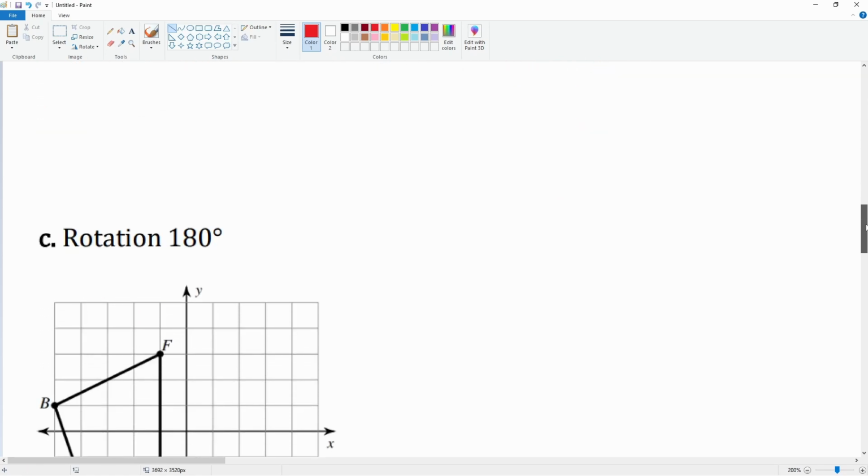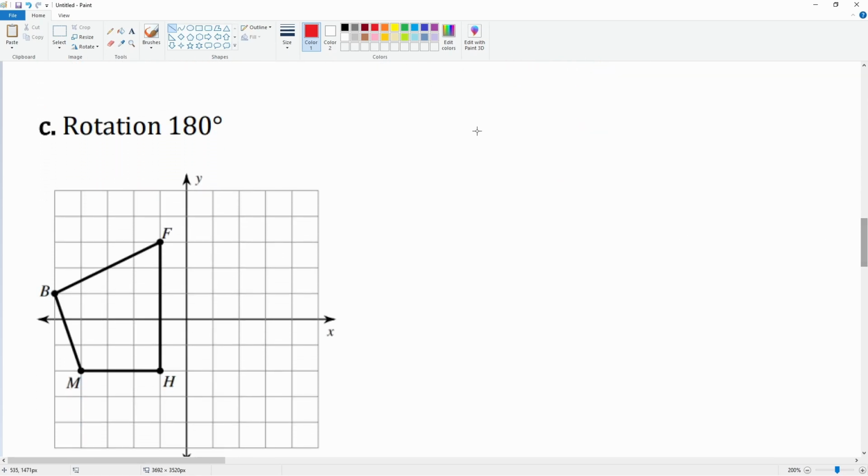All right, so let's take a look at the 180. For the 180 rule, it is x comma y that becomes negative x comma negative y. So this means that you just change the signs on those values. Okay. All right, let's grab the original image here.